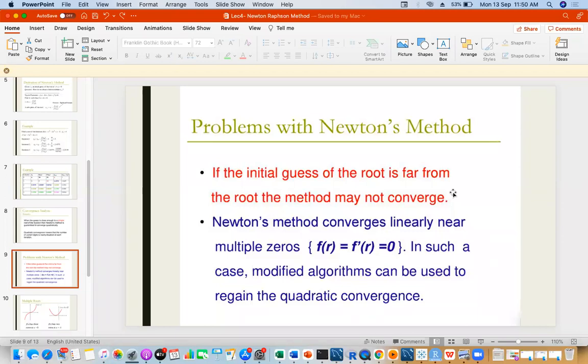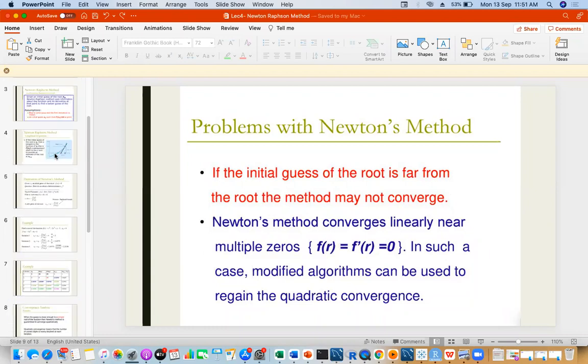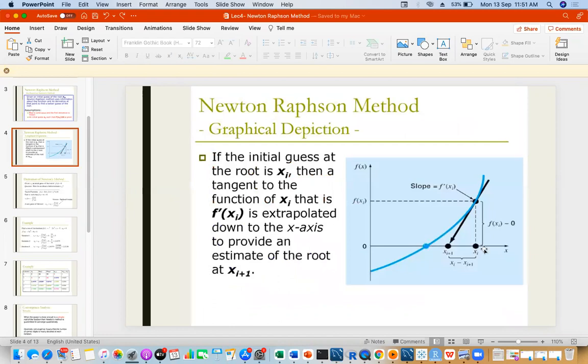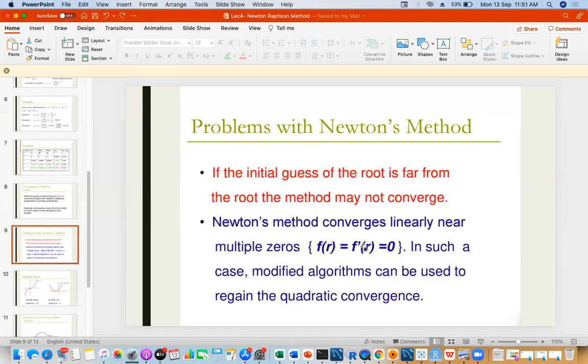The first problem is... and the second problem is, if f of r or f dash of r is the root, or the final root, r is just the x value where we have this value. This is the r value, or this we are saying is root. Now, if f of r is equal to f dash of r is equal to 0, in this case we will have problem for the convergence, and in that case we will use modified algorithms.